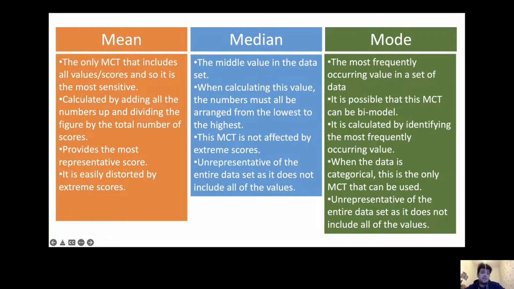Again, like the median, it doesn't take into account all of the scores, so it's unrepresentative of the entire data set. It doesn't tell you anything beyond what the most frequent one is, whereas the mean will give you information about the whole data set because we're using all of the scores to calculate it.